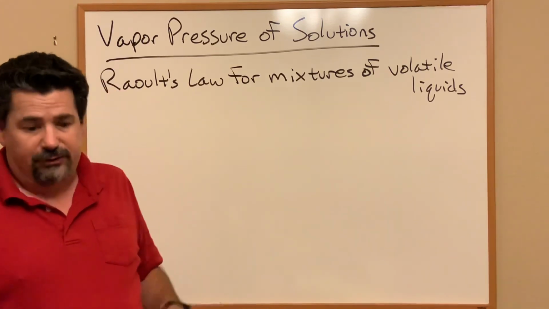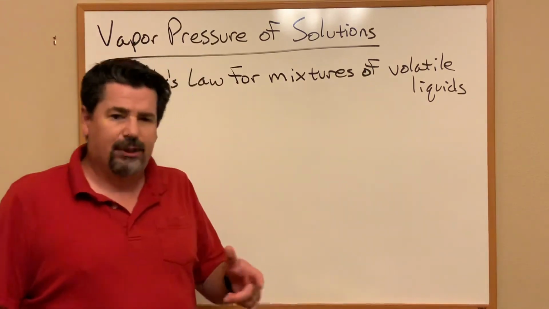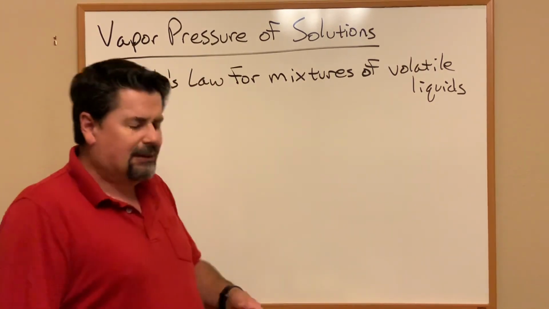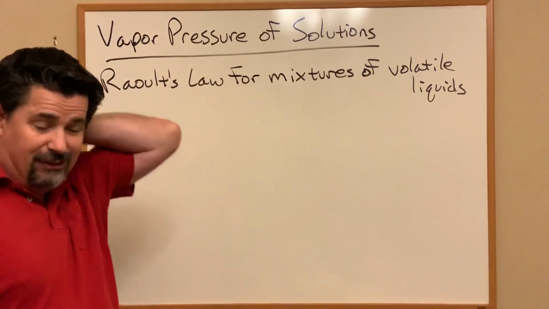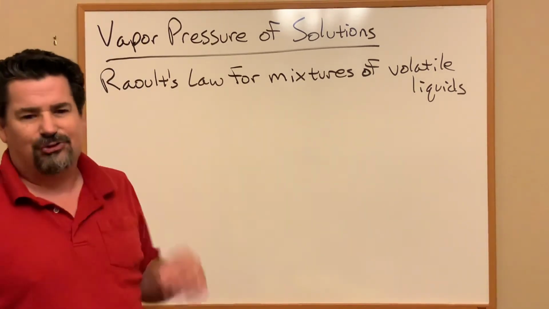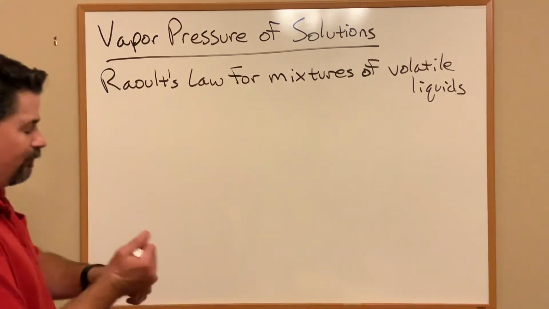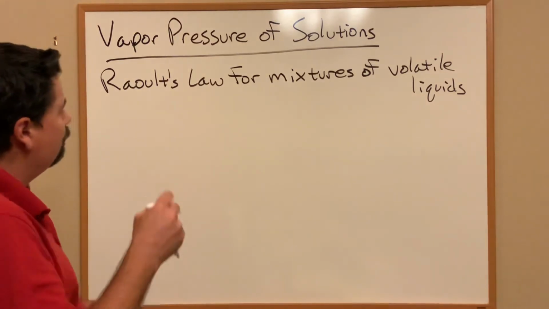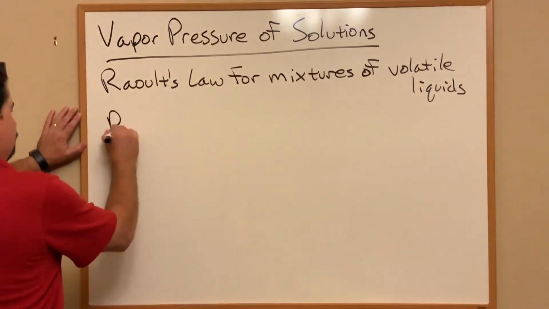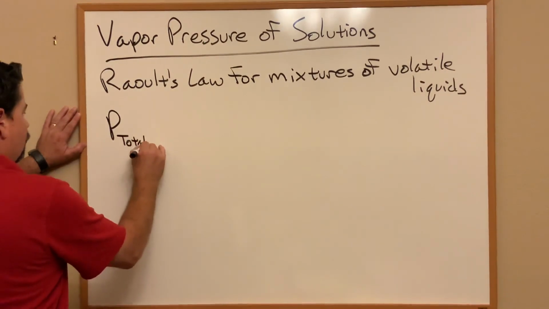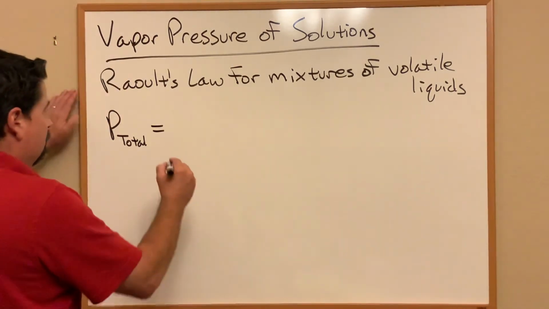So it's non-volatile. Basically, volatile is anything that if you heat it up a little bit, it's going to turn into a gas, okay? Within reason. Obviously we could really crank up the heat on most elements, 1,000 degrees Kelvin, and they're going to vaporize. But so what we can say here for Raoult's Law for mixtures of volatile liquids is that our total pressure is going to be equal to the pressure of each component.